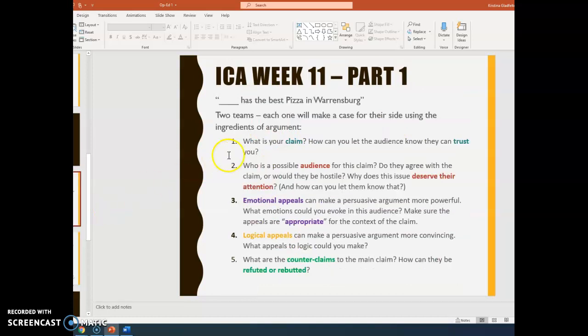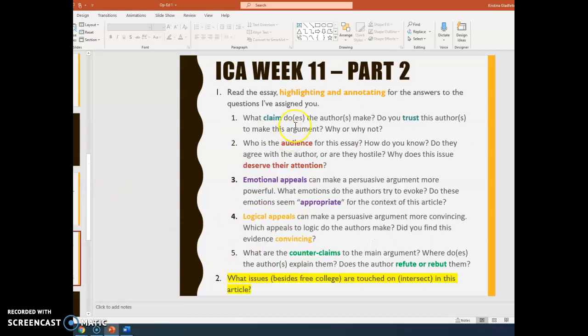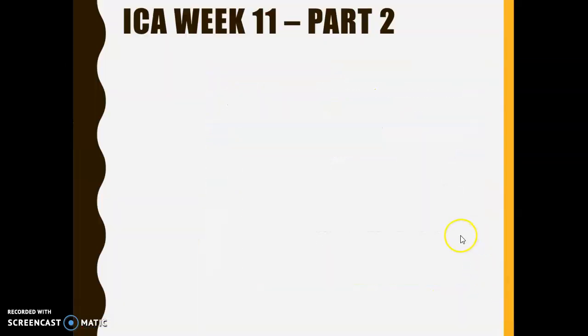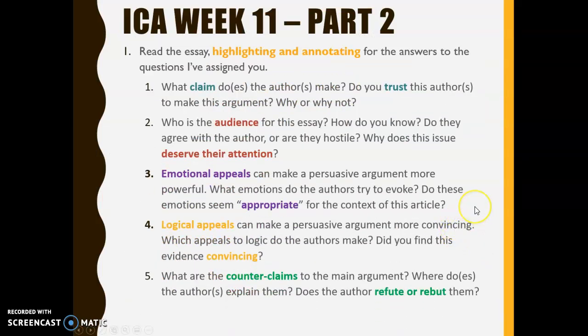You practiced giving a claim and emotional appeals in part one. For part two, now we're analyzing someone else's. This is a model persuasive argument. Again, we took about 12 minutes for this. Let me put up those questions. Go ahead and pause the video to finish part two.